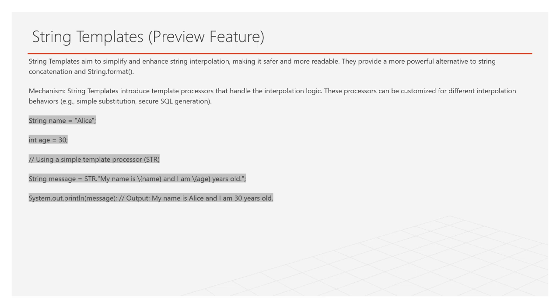So if you see here in the code, there is a string name and the age. Now with the help of the simple template processor, that is STR, we are going to replace those, right? So if you see here, the output would include that particular name and the age. In the string message, we have the curly braces with a backslash before them. So that is going to replace it.